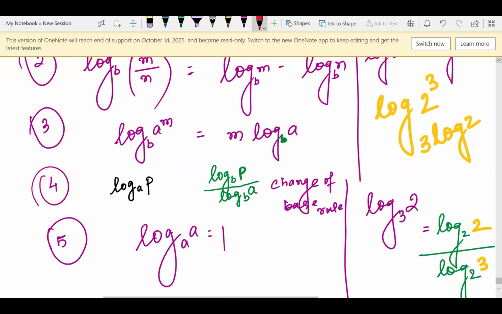It is rule number 3. No matter what is there in the base, the exponent can come in front. Making sense? Yes. Let's continue.